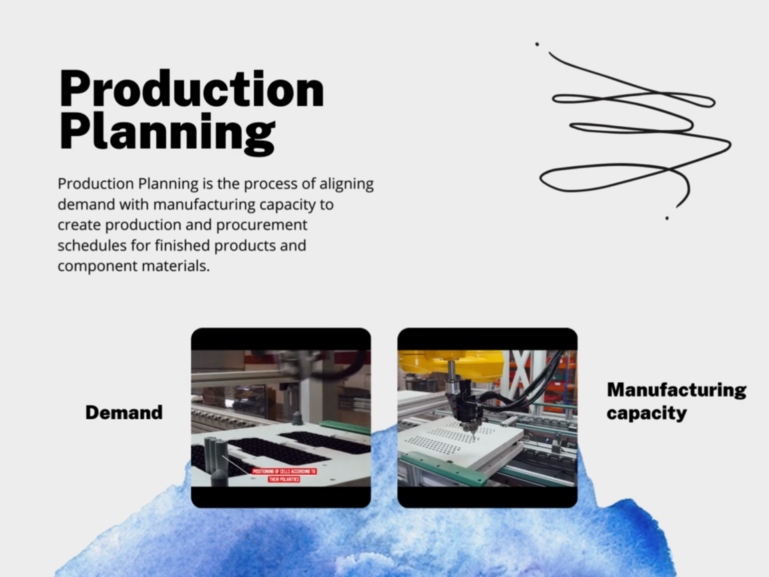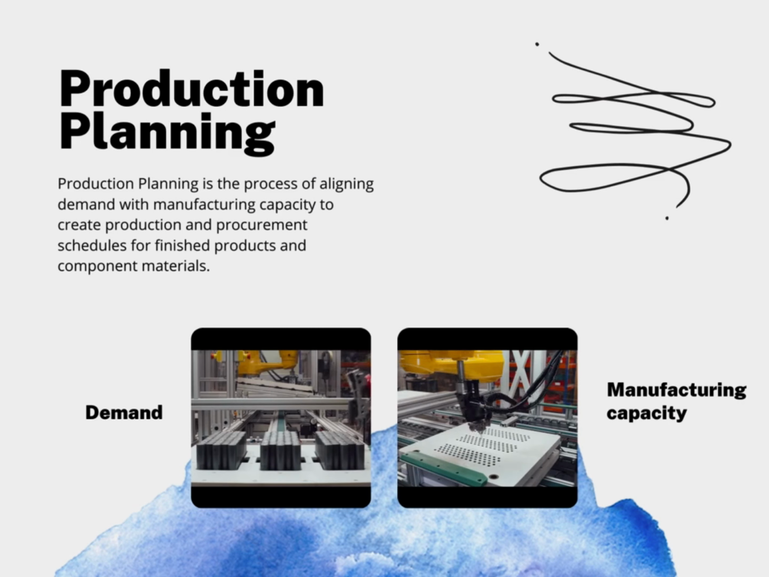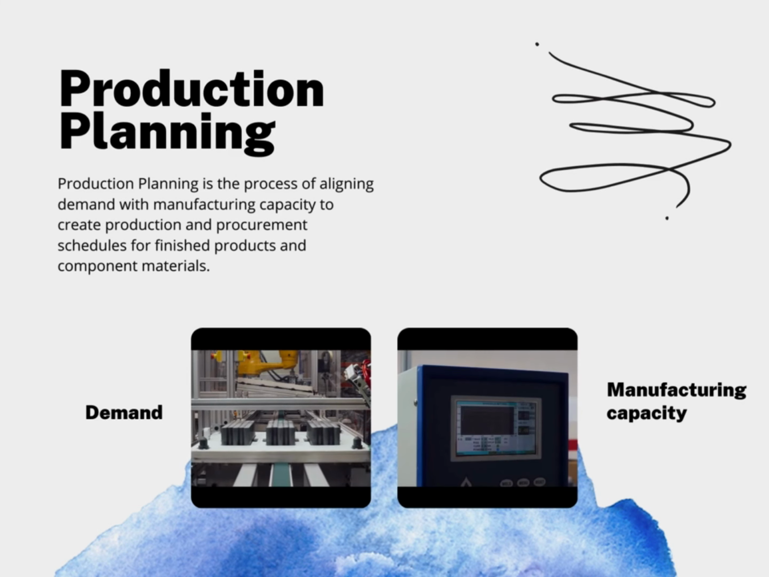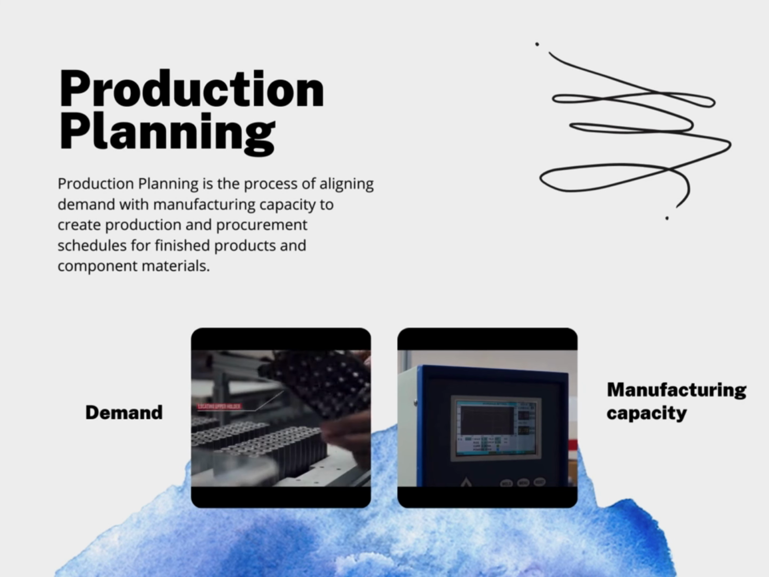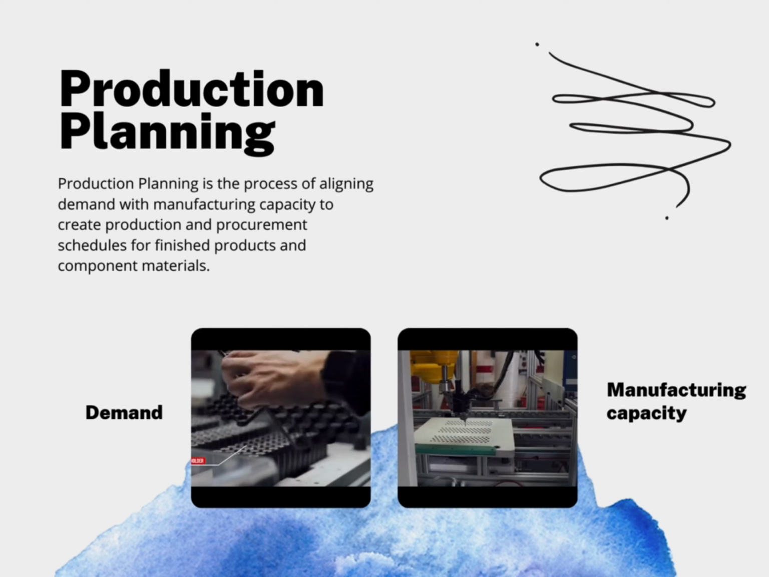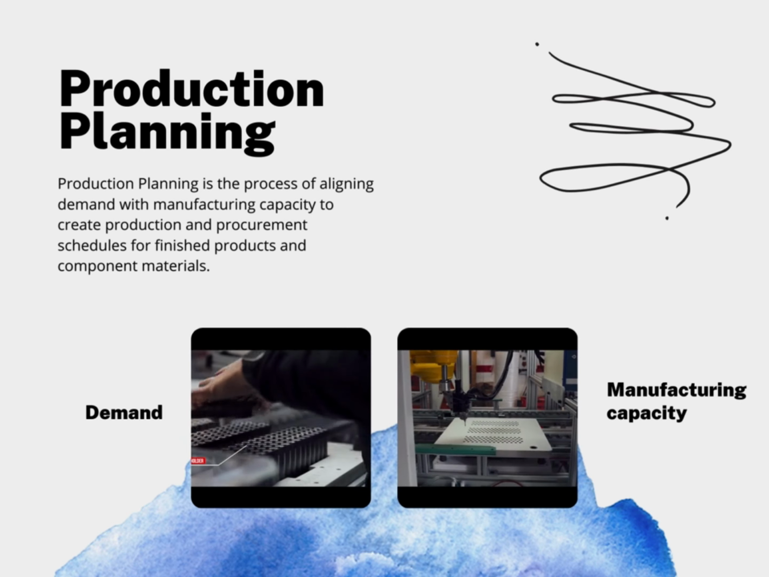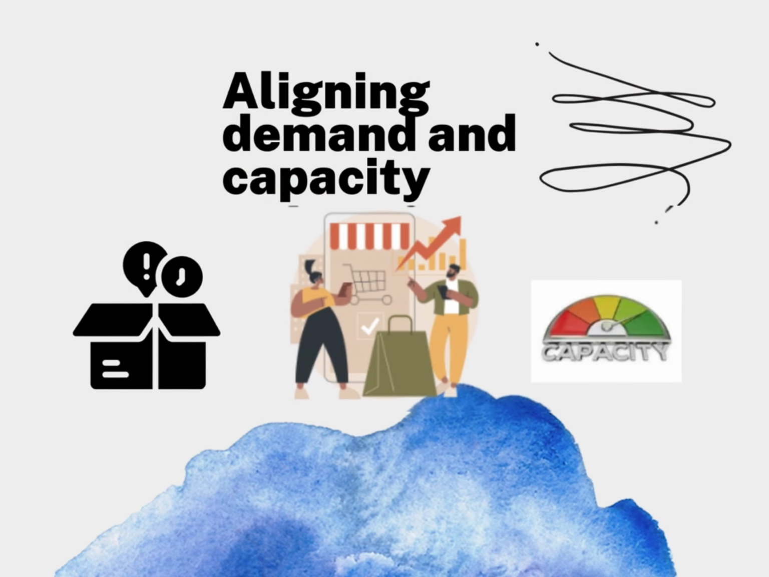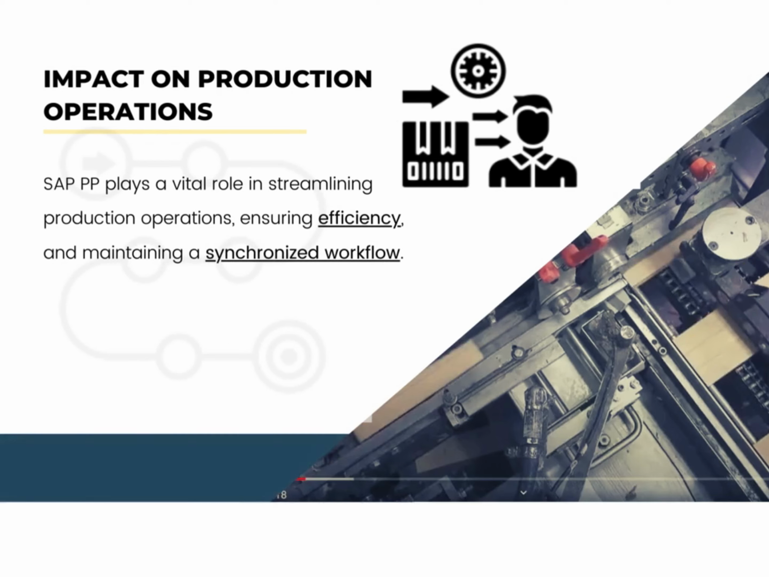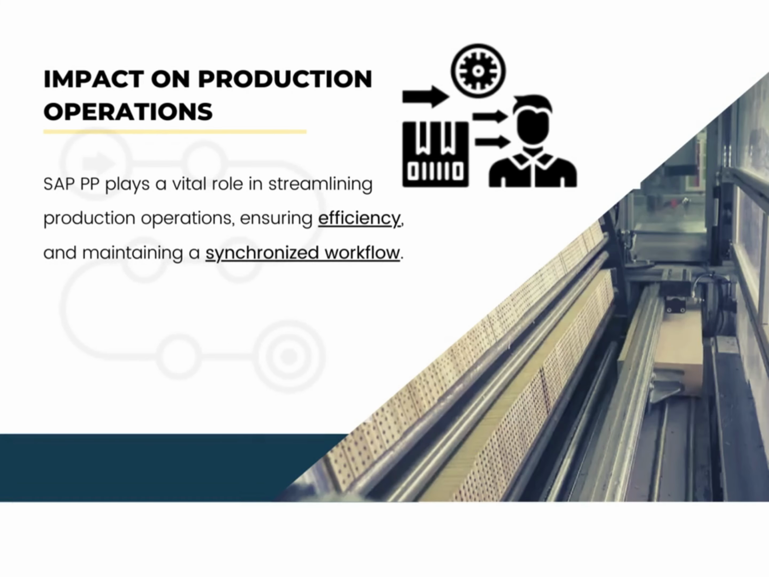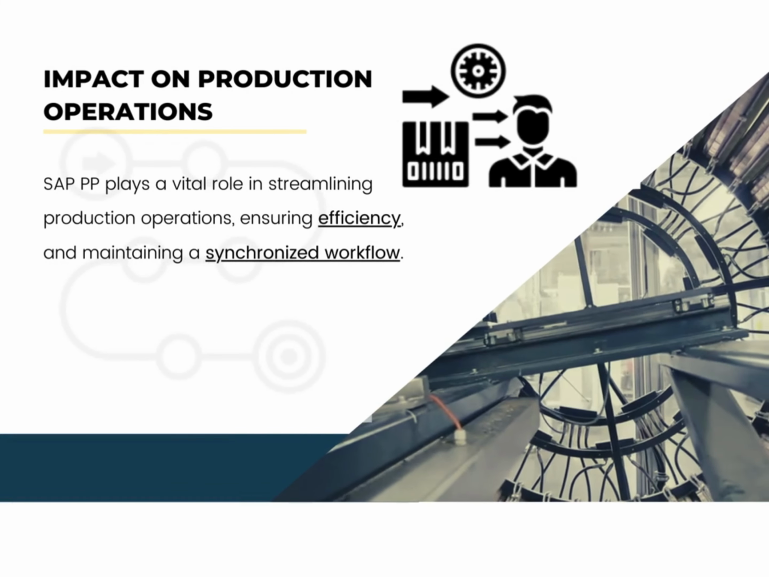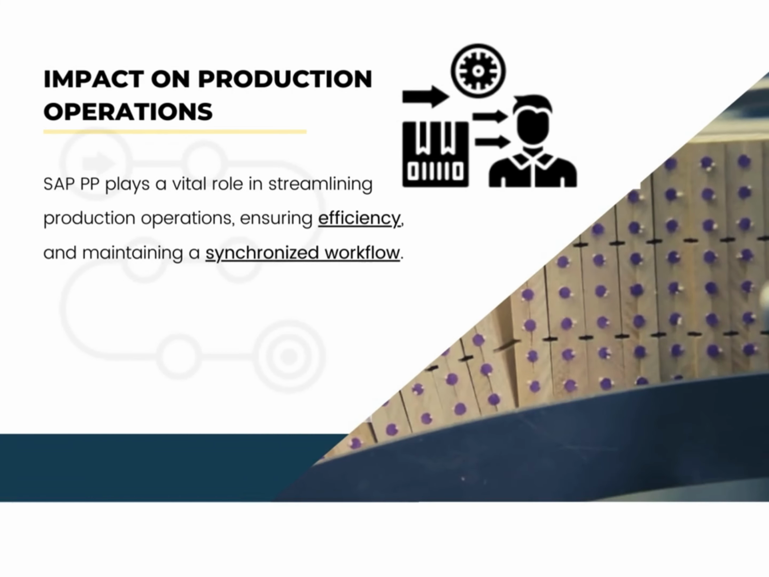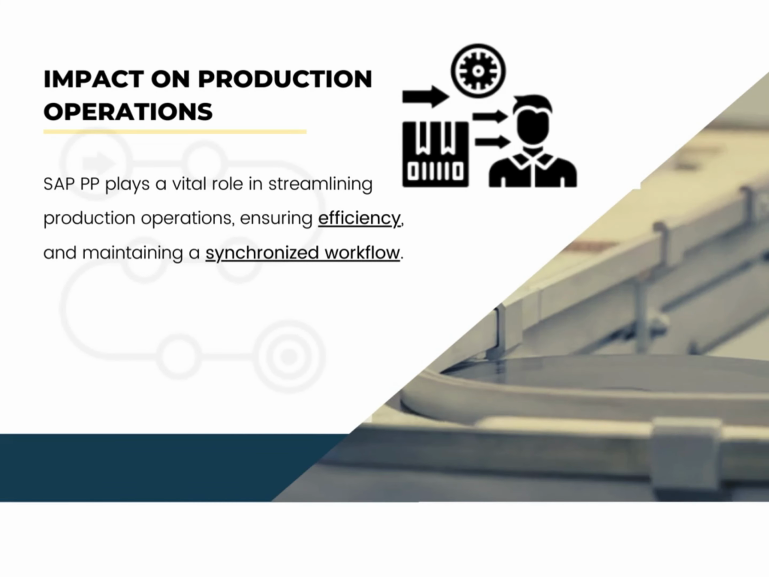Firstly, what is production planning? SAP PP, which stands for production planning, is a crucial module within the SAP ERP system. Production planning is the process of aligning demand with manufacturing capacity to create production and procurement schedules for finished products and component materials. SAP PP plays a vital role in streamlining production operations, ensuring efficiency, and maintaining a synchronized workflow.